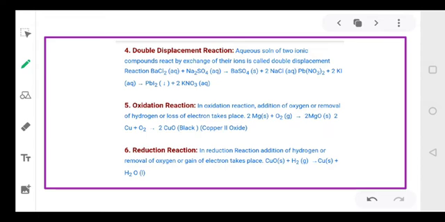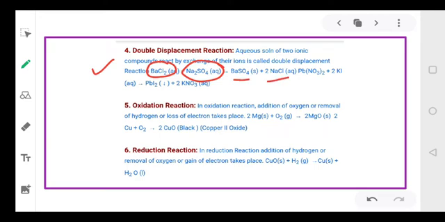Now fourth is double displacement reaction. What is the fourth one? It is a double displacement reaction where two solutions, barium chloride and Na2SO4, react. BaCl2 will react with Na2SO4 and will form BaSO4 plus 2NaCl.